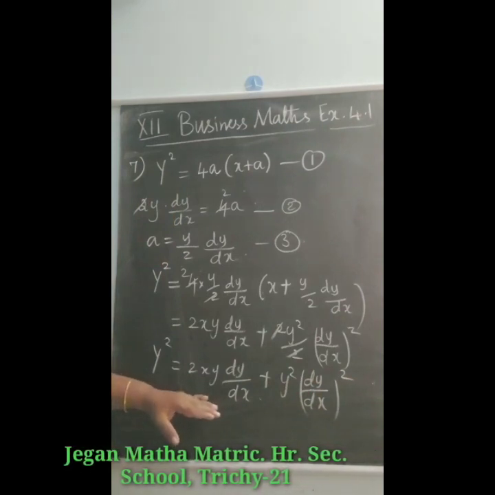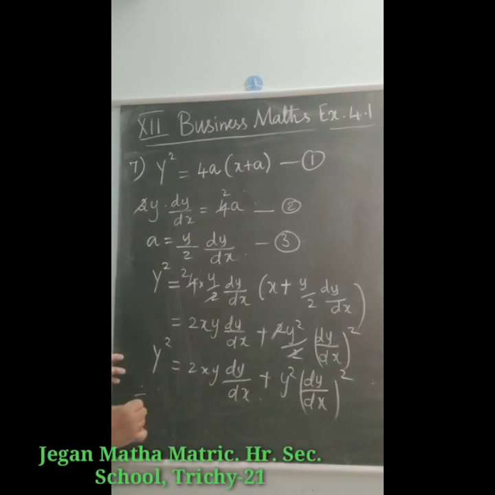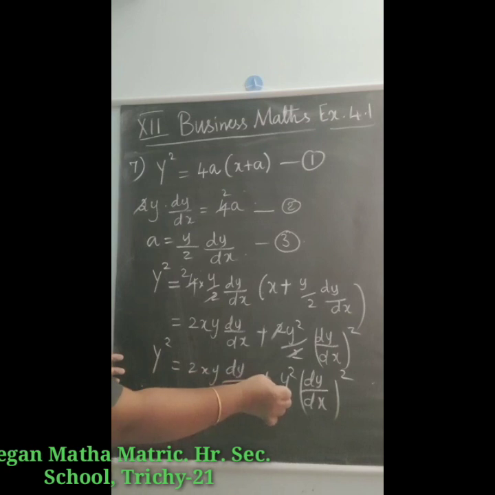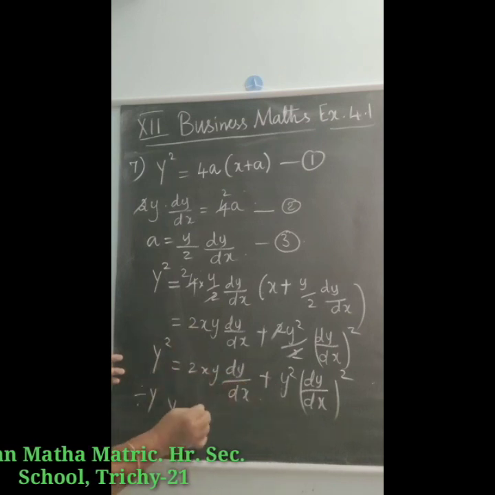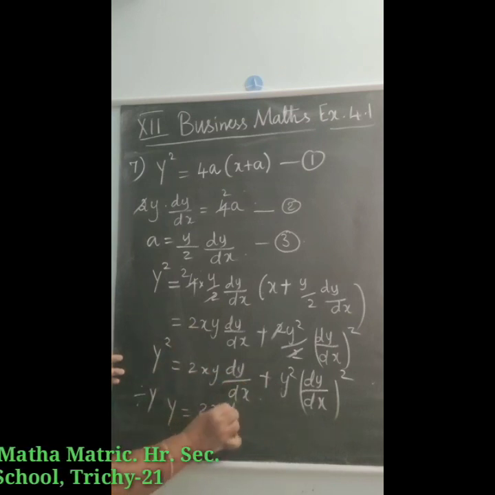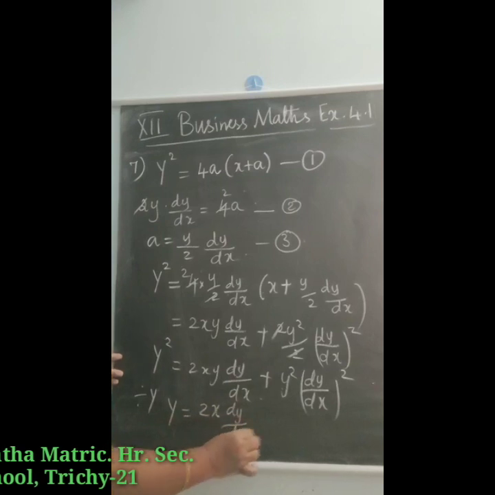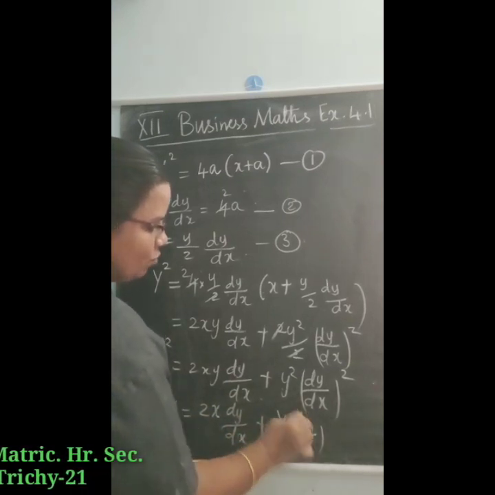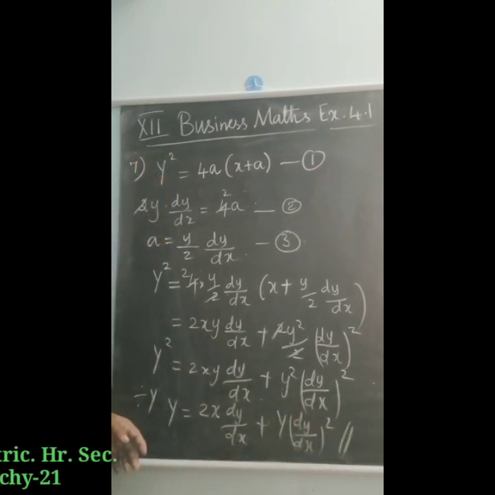Or we can divide by y. We will get y is equal to, here one y cancels. So 2x into dy by dx plus y into dy by dx the whole squared is the required equation.